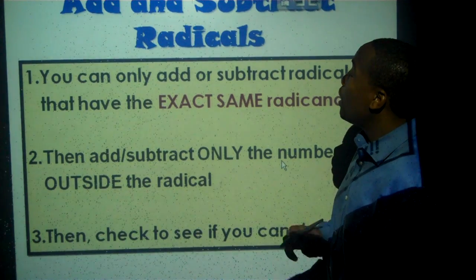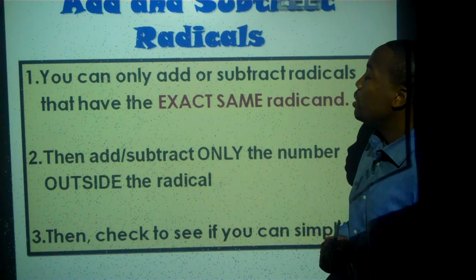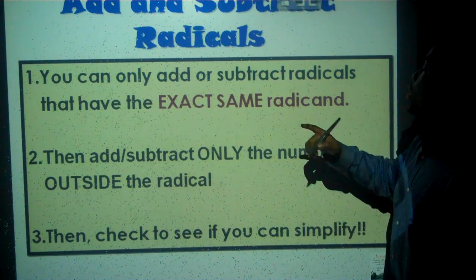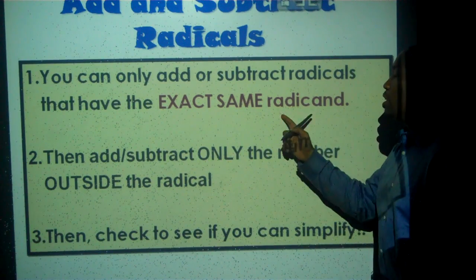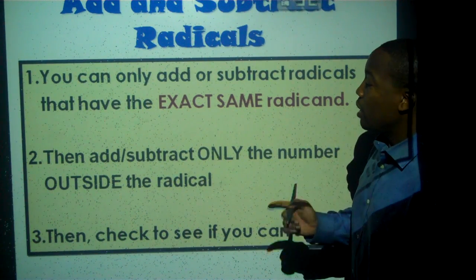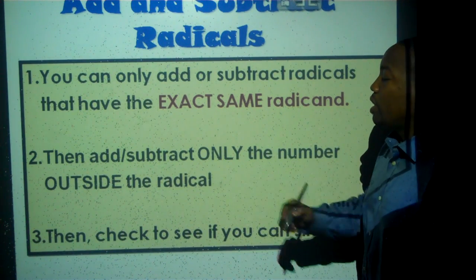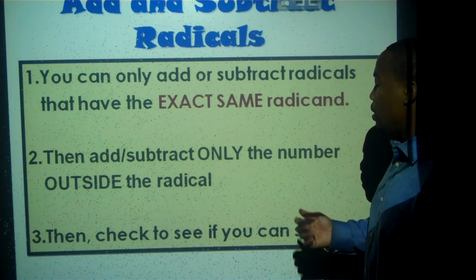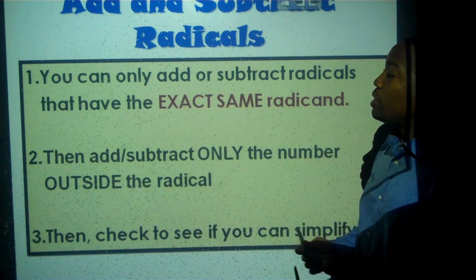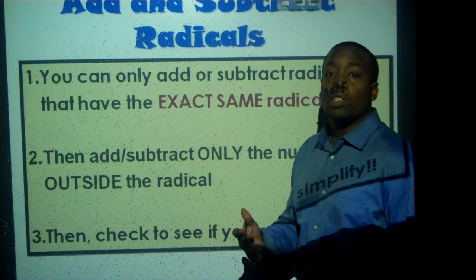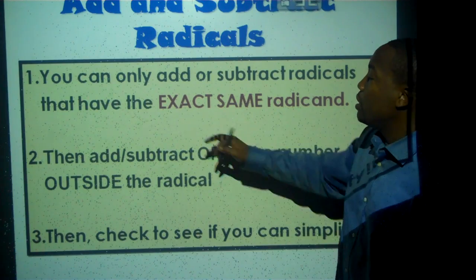When you add and subtract radical expressions, the first thing you need to do is remember you can only add or subtract radicals that have the exact same radicand. That's the most important thing. Then, add or subtract only the numbers on the outside of the radical. Then check and see if you can simplify. Basically, this is a combination of what we've been doing the whole time with multiplying and dividing. But of course, you see here, this is the key point.